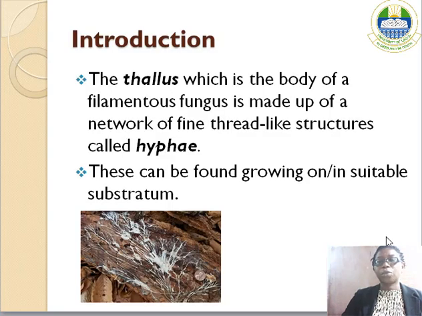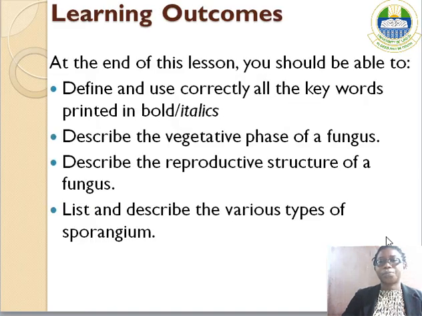The thallus, which is the body of a filamentous fungus, is made up of a network of fine thread-like structures collectively known as hyphae. These hyphae can be found growing on suitable substratum or in the substratum as the needs of the fungus appear. At the end of today's class, you should be able to describe the vegetative phase of a fungus, describe the reproductive structure of a fungus, and list and describe the various types of sporangium you find in fungi.